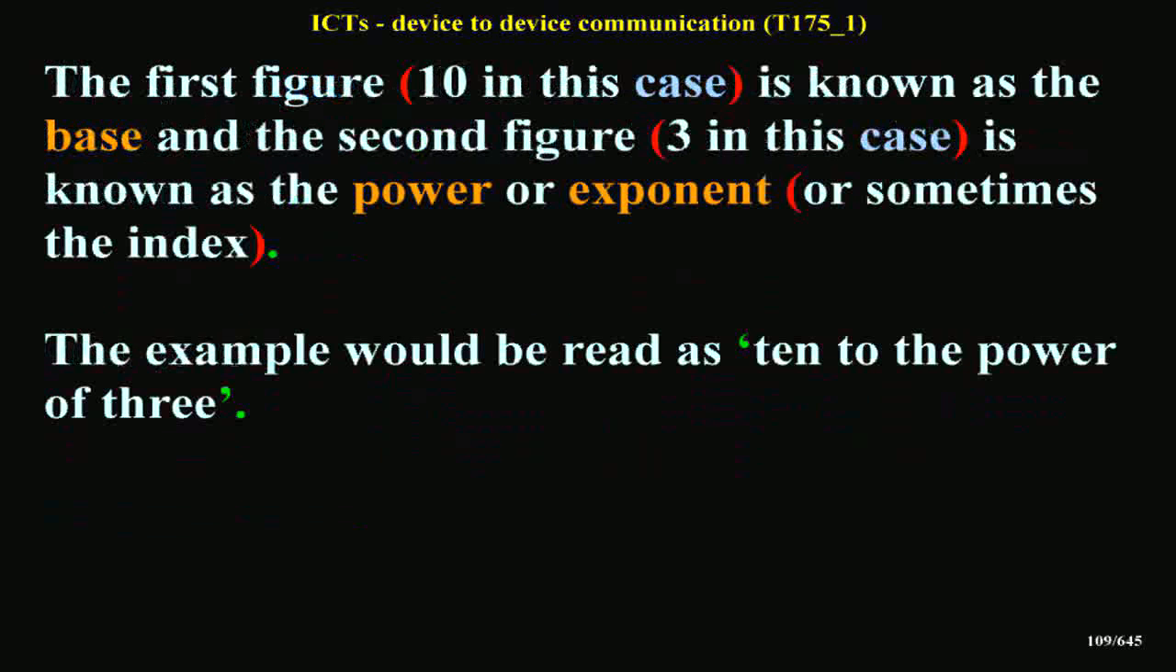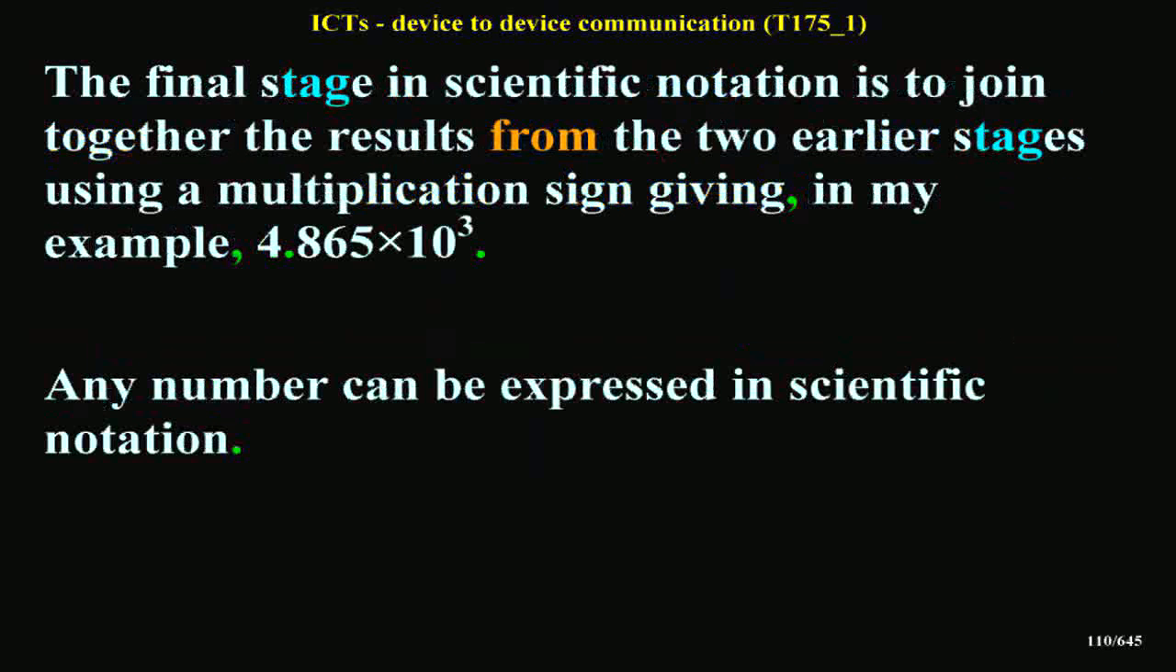The first figure, 10 in this case, is known as the base, and the second figure, 3 in this case, is known as the power or exponent, or sometimes the index. The example would be read as 10 to the power of 3. The final stage in scientific notation is to join together the results from the two earlier stages using a multiplication sign, giving, in my example, 4.865 × 10³. Any number can be expressed in scientific notation.